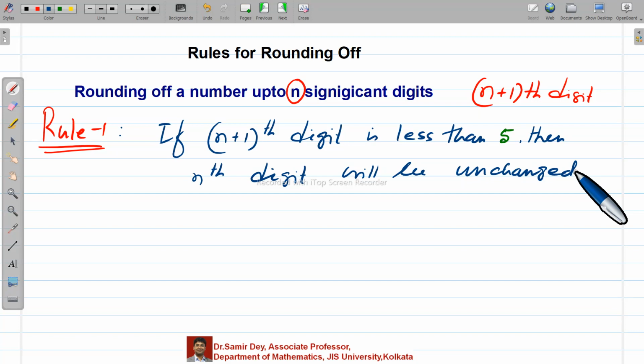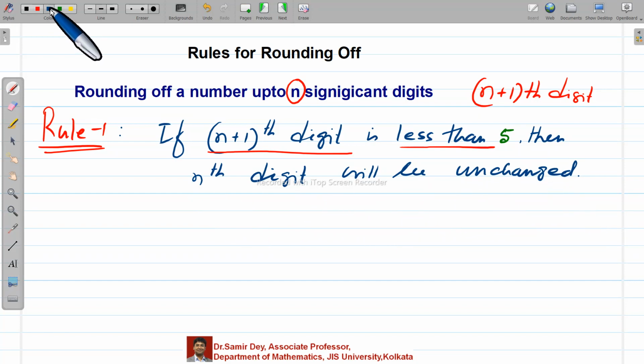Now I'm going to discuss some numerical examples. Our topic is rules for rounding off. You want to round off up to n significant digits. If you have a question where you have to round off up to 6 significant digits, or 7 significant digits, or 4 significant digits, you need to consider the next one, that is the n plus 1th digit. Your main part is to check whether your n plus 1th digit is less than 5. If yes, then your nth digit will be unchanged.